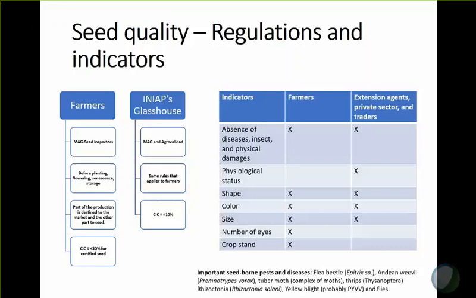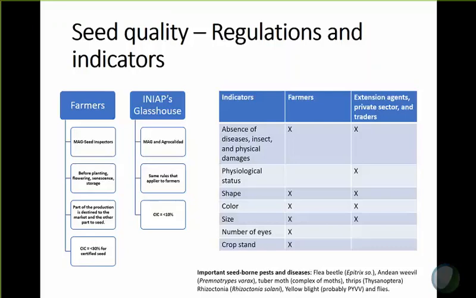Interestingly, when we talk with farmers and extension agents, we can see that they have a lot of visual characteristics that they are looking for in a quality seed. So first, absence of disease, insects, and physical damages. As well, for farmers and extension agents, the shape of the tuber that needs to resemble the variety, the colors, and the size. However, a difference between both groups is the physiological status that is only observed by extension agents, and the number of eyes in the tuber and the crop stand is observed mainly by farmers.